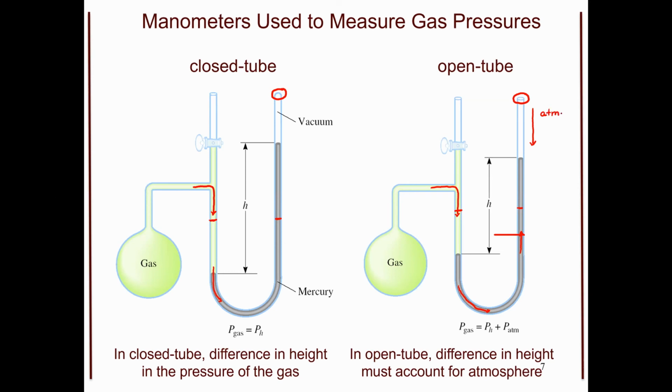So what we know about this is that our pressure of the gas not only has to deal with the calculation of the height using our millimeters of mercury, we must also know the atmospheric pressure as well, because the gas is fighting against the mercury as well as the atmosphere. This does not happen in the closed tube.